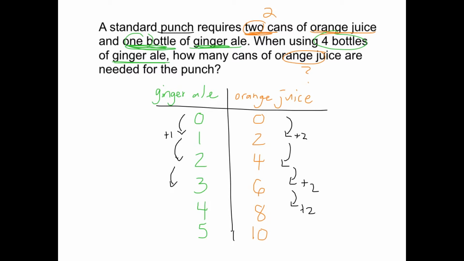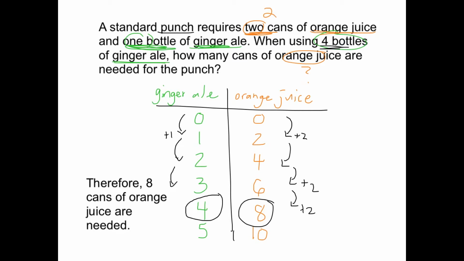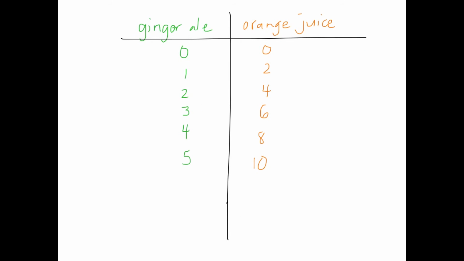Well, let's go back and see what this question was even asking us to find. The question said, when using 4 bottles of ginger ale, how many cans of orange juice do we need? Do you see that information on our table? Where do you see 4 bottles of ginger ale? That's correct, right here. When we had 4 bottles of ginger ale, how many cans of orange juice do we need? 8. So we've answered the question. Therefore, 8 cans of orange juice are needed.